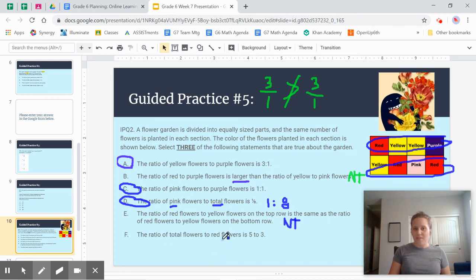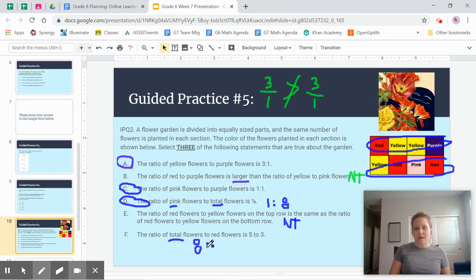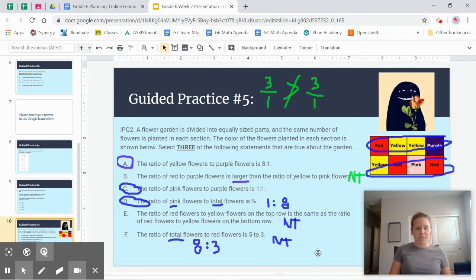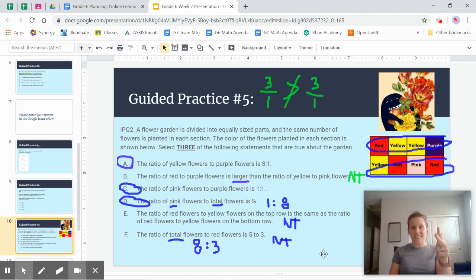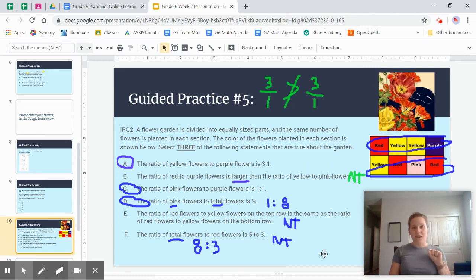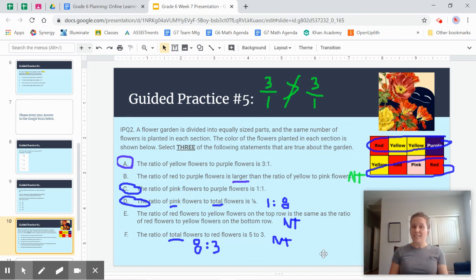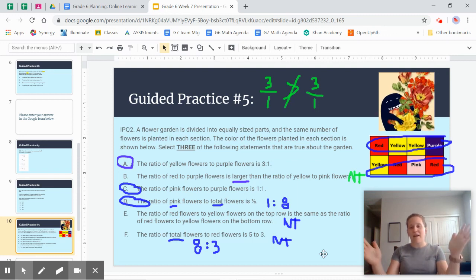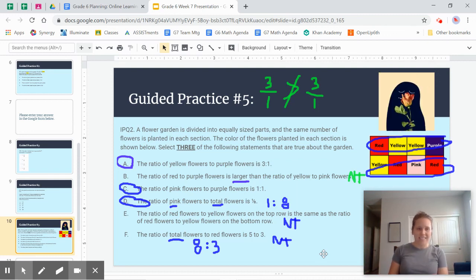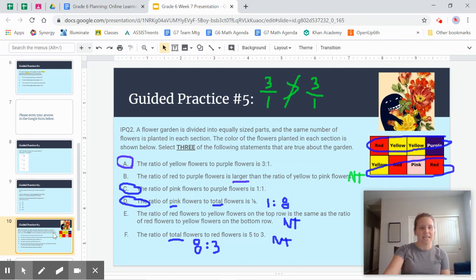F, the ratio of total flowers to red flowers is 5 to 3. Total, how many is the total? 8, right? There are 3 red. So the actual ratio is 8 to 3. F is not true. Wow, did you get A, C, and D correct? Nice. If you got 100% on this question, which means you selected those 3 choices and you did not get tricked by B, E, and F, really nice work. Give yourself a nice self high five. Crushed it. Awesome. A, C, and D were my correct answers.